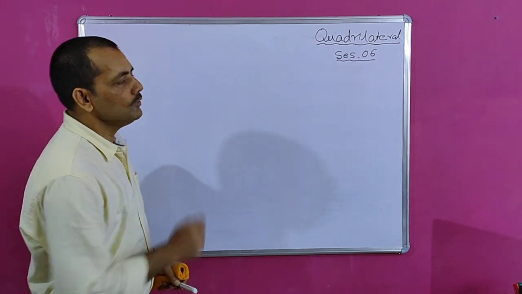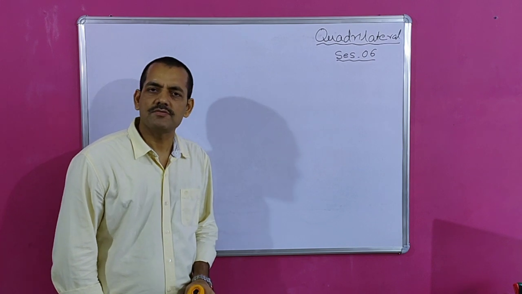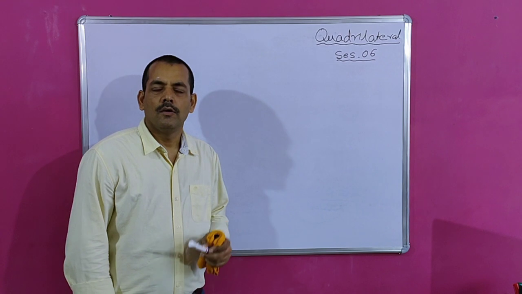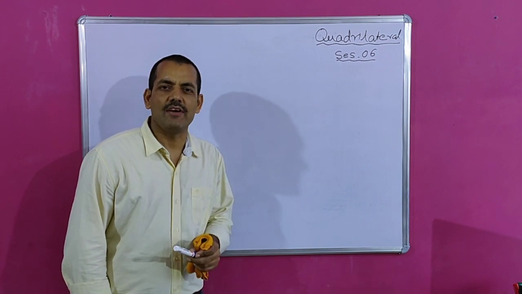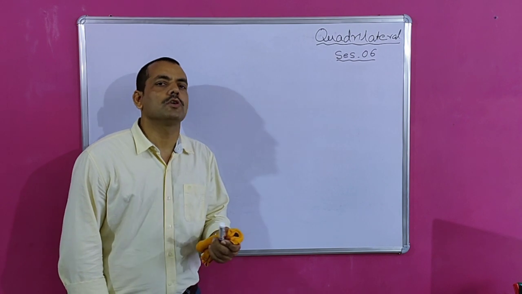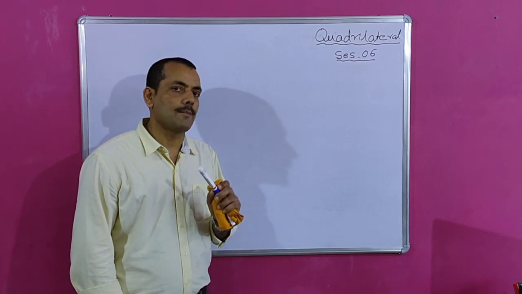Now we are going through the 6th session of quadrilaterals. In the previous 5 sessions, we have seen the different types of quadrilaterals and their properties. From 6 to 11, in these next 6 sessions, we will go through questions based on quadrilaterals. This session is based only on parallelogram questions.